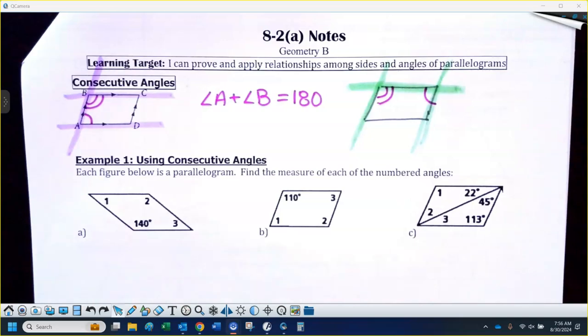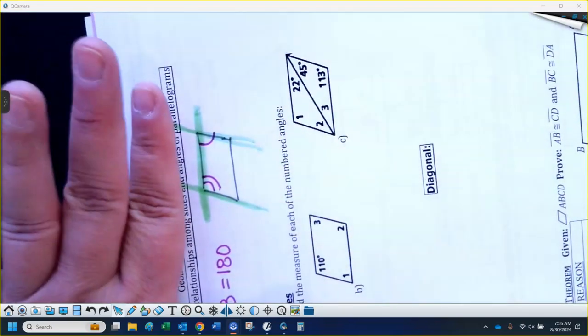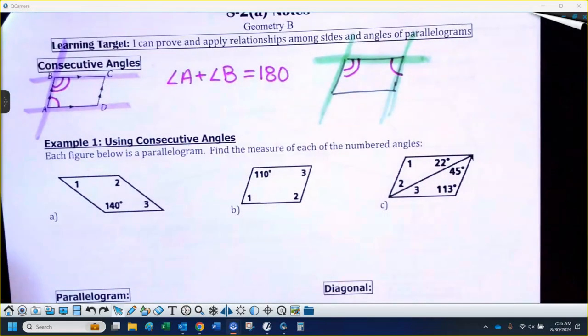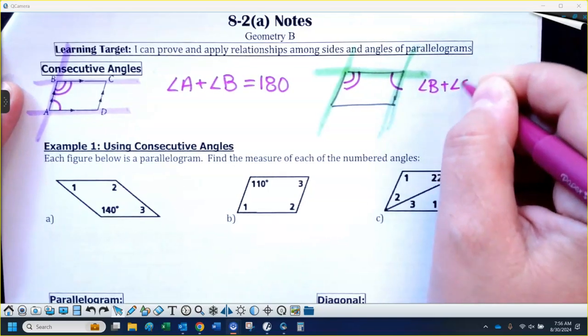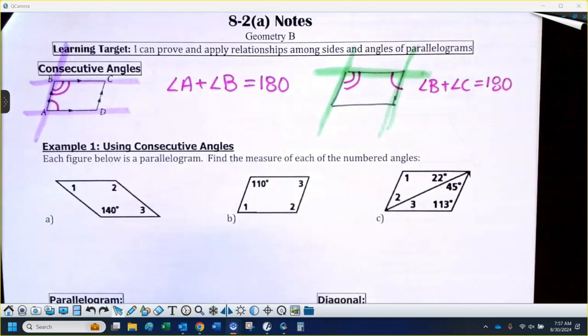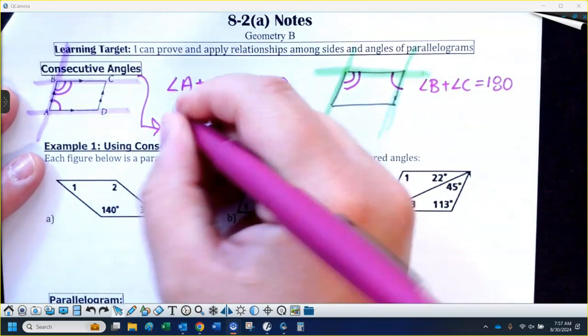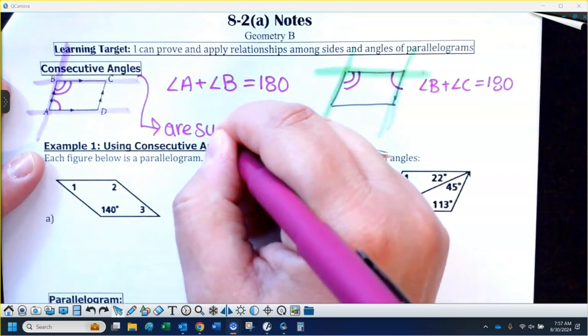They would also be same side interior. If I turn my paper a little bit, which I do sometimes, these two lines are parallel, they're on the same side of that transversal, so those also have to add up to 180. So same argument where we've got angle B and angle C, those would add up to 180 in that diagram. So consecutive angles are what we call supplementary, meaning they add up to 180.